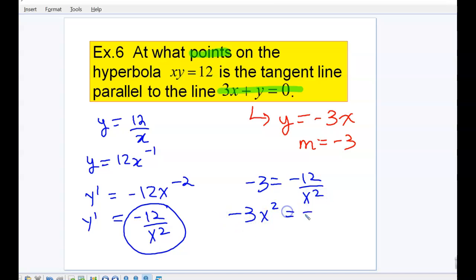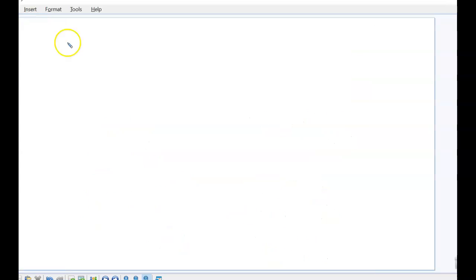Multiplying both sides by x squared, I get negative 3x squared equals negative 12. Divide by negative 3, I get 4. And square root, and I'm going to get plus or minus 2. And again, we're looking for points, which means more than 1. So I should have more than one x answer, and I do. So now I need to find the y coordinate for each of these points.